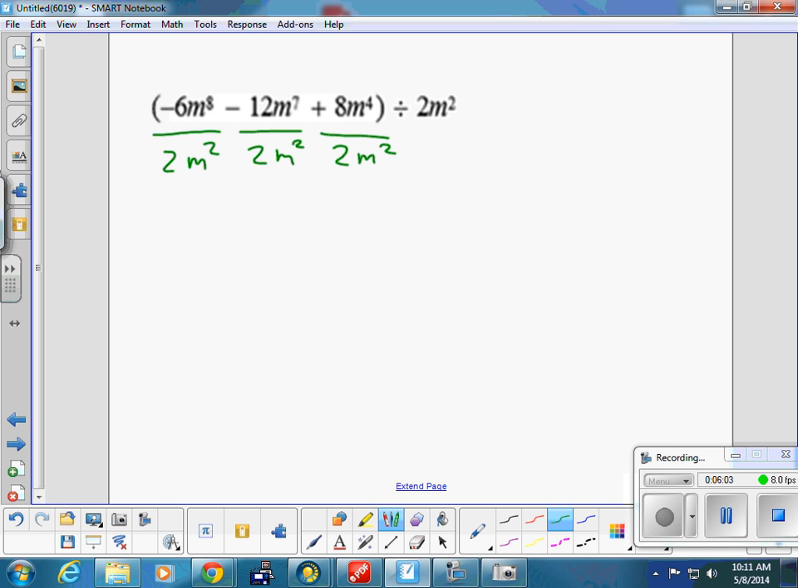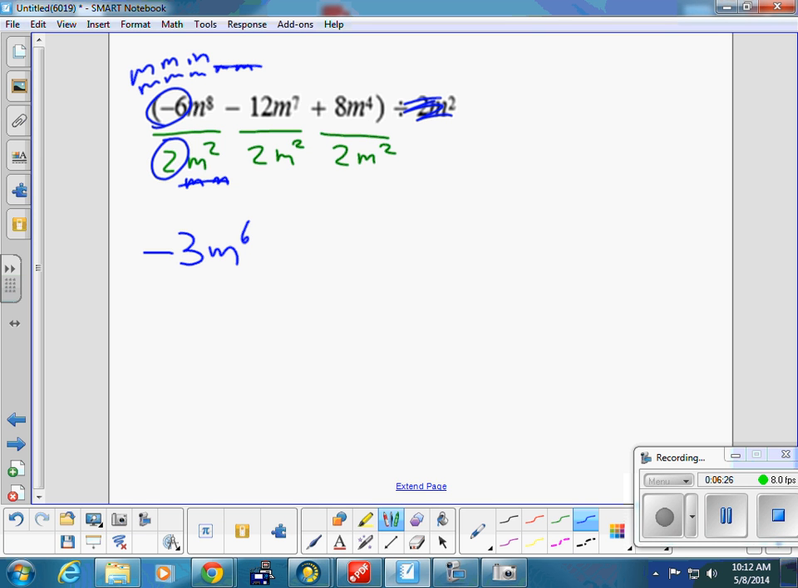Okay, this is one method. And so this no longer is here. All right, then we just cancel. 2 into negative 6 is negative 3. 2 m's on the bottom versus 8 on top are only going to cancel 2 of the m's out on top, so you're still left with m to the 6 on top.